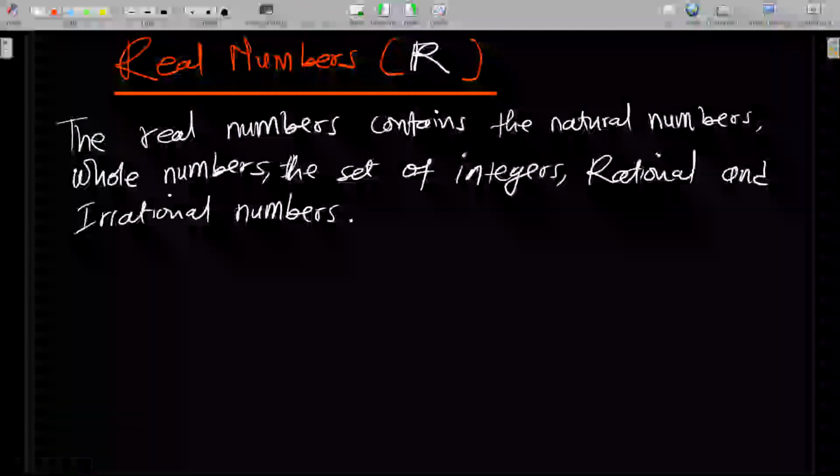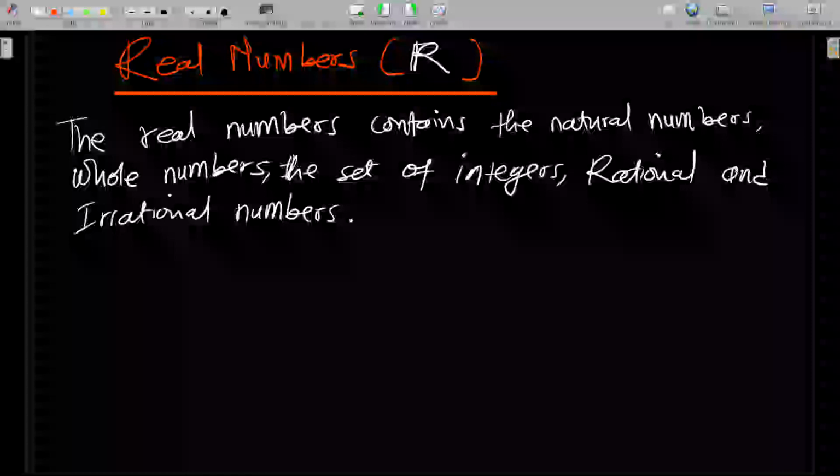Now you go to real numbers. When you combine the natural numbers, the whole numbers, the integers, and the rational and irrational numbers together, you have the real numbers. So the real numbers contain all of these, and they combine to form what we call the real number system.